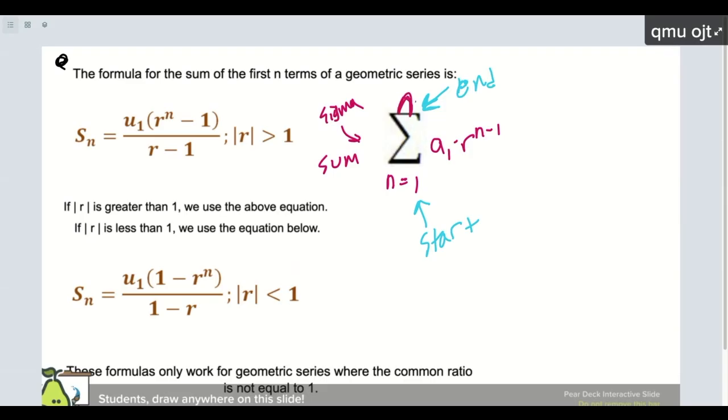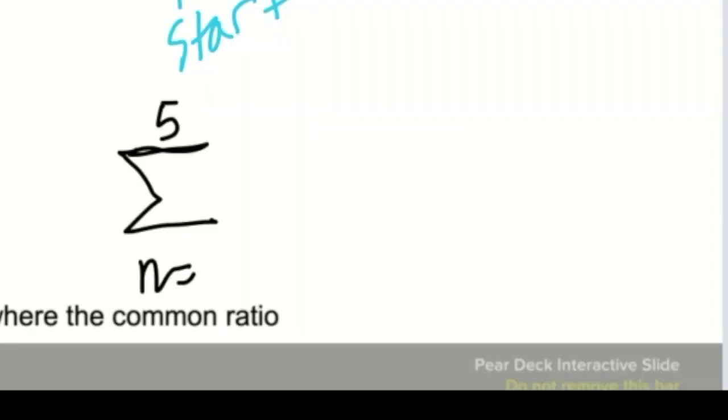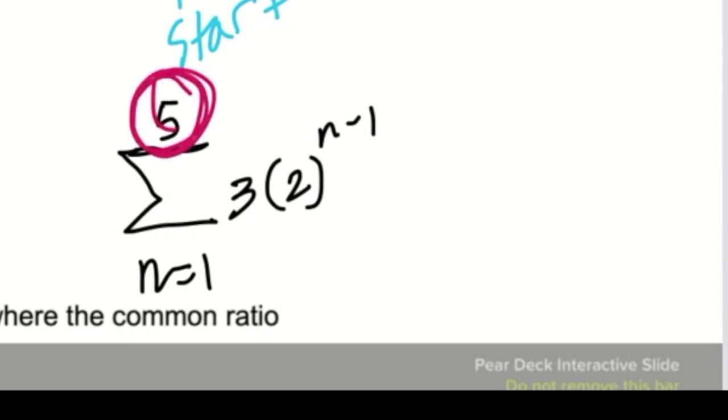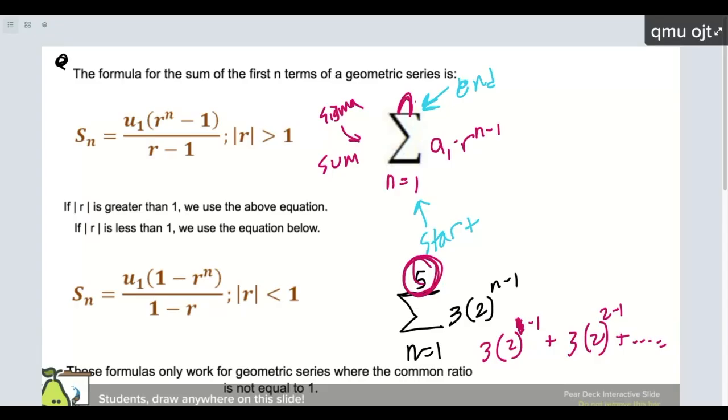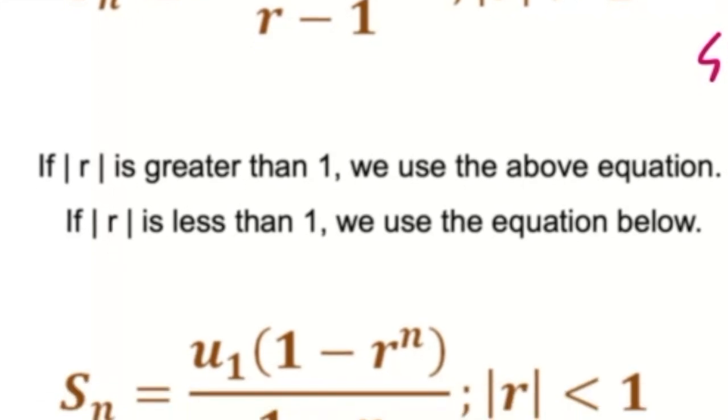So for example, if you see this, let's say this is 5, this is n equals 1. My equation is, I'll say 3, 2 to the n minus 1. What this means is I'm going to find the sum of the first 5 terms. If you do it by hand, it's like this. 3, let's start at 1, 1 minus 1, plus 3 to the 2, 2 minus 1, plus, and I'm going on like that. But so that you don't have to do that, that's why you use one of these formulas, either this one or this one.